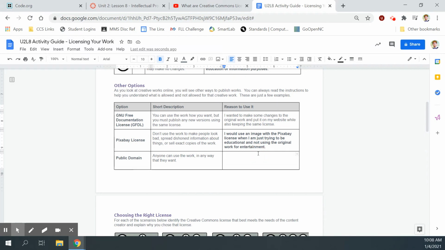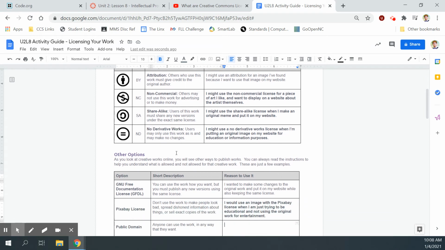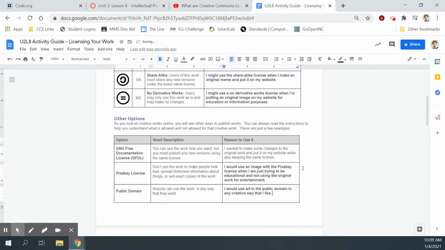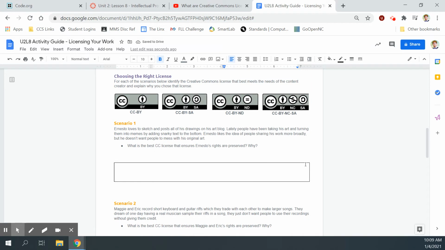Let's see, public domain. Anyone can use the work in any way that they want. Public domain is similar to share alike in that you can use the work any way you want to. So with public domain, I would use art in the public domain in any creative way that I like. Really. Let's move down here to the next section.